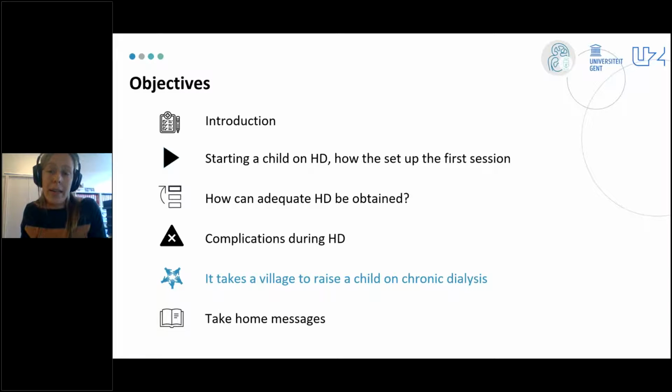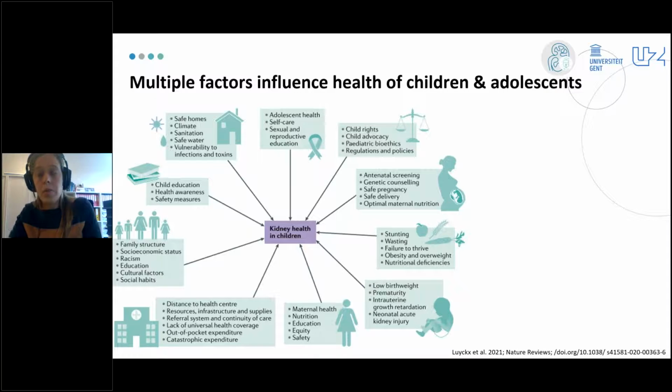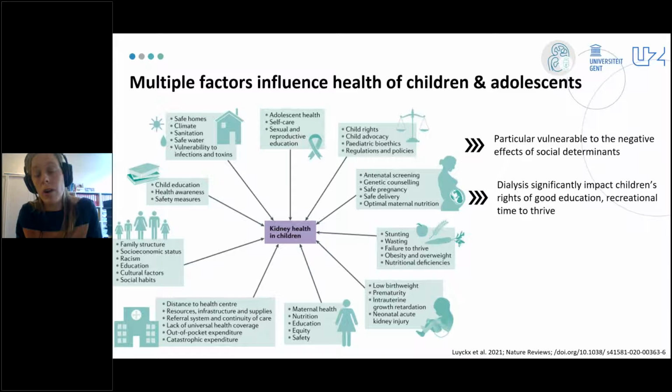So beside all these medical aspects of dialysis adequacy, we also have to realize that multiple other factors will determine the health of children and adolescents on dialysis. This is a figure from a recent paper published in Nature Reviews that highlights the dimensions of children's health and rights beyond these medical aspects. Children and adolescents, and even more our children on dialysis, are very vulnerable to the negative effects of social determinants of health, which really determine their lifelong health capabilities and also those of their subsequent generations.